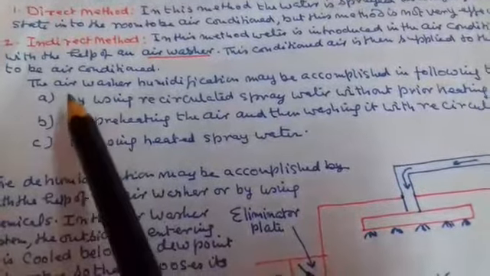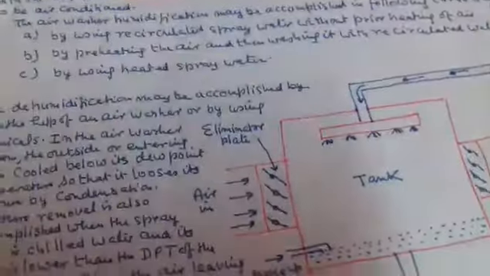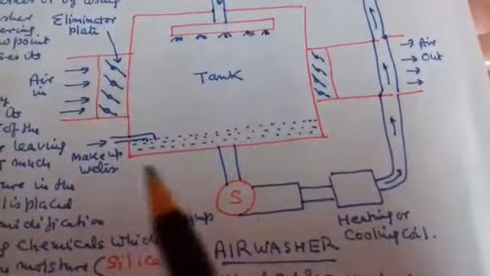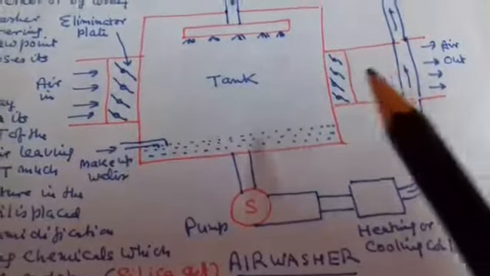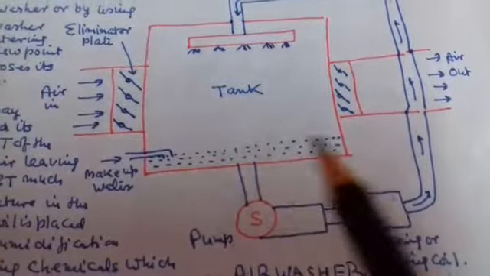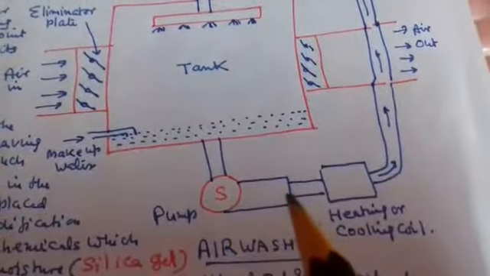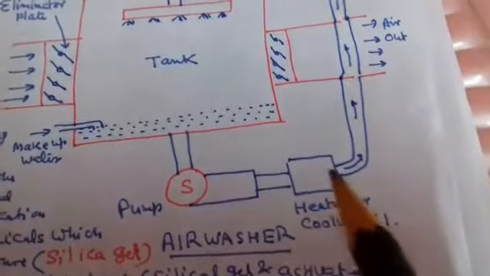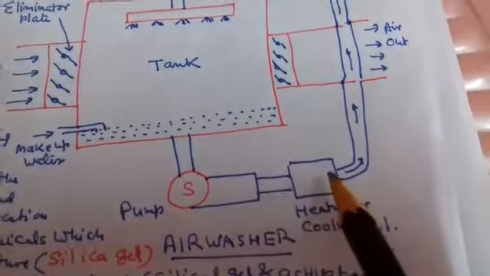Now, there is a line diagram given of an air washer. This is very simple. There is one insulated tank. Air is entering from one side and leaving at another side. Inside, water is collected at the bottom, which is being pumped and then sent through a heating or cooling coil, as per the requirement, and sprayed from the top with the help of sprayers.